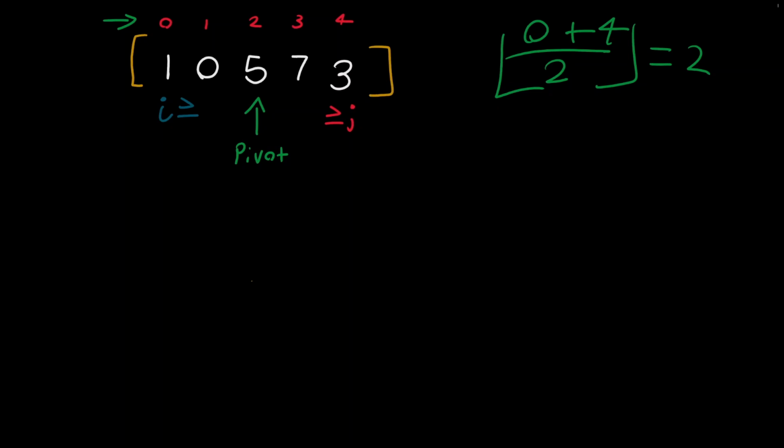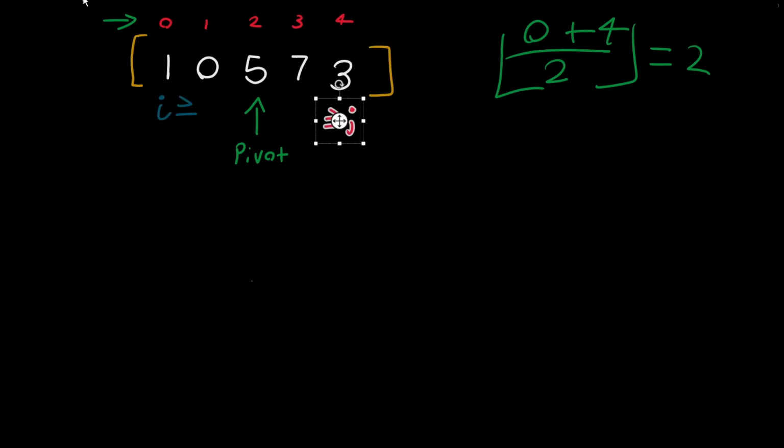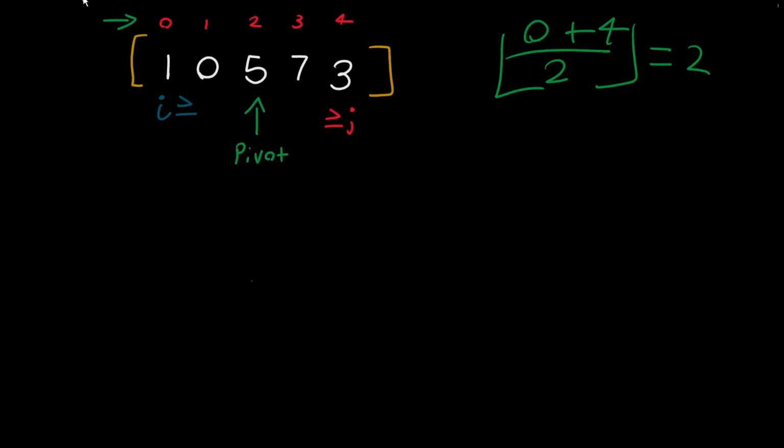We're going to keep asking i this question, moving it forward and forward, and it's going to pause once it's satisfied. We're going to ask j this question, and it's going to move forward and forward until it's satisfied. Once they're both satisfied, they are going to swap with each other, unless they meet at the center, in which case we will return and create our new partition.